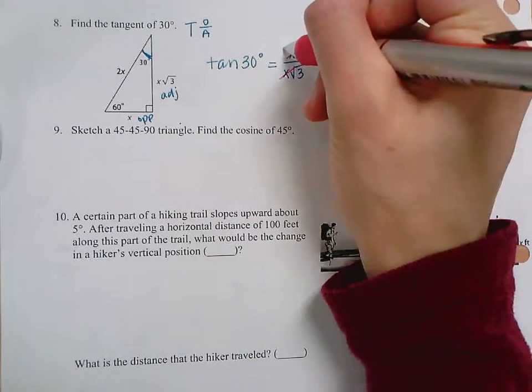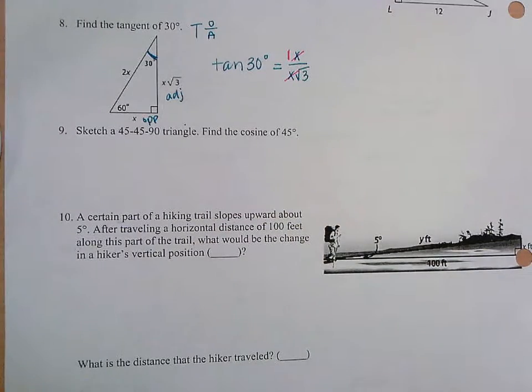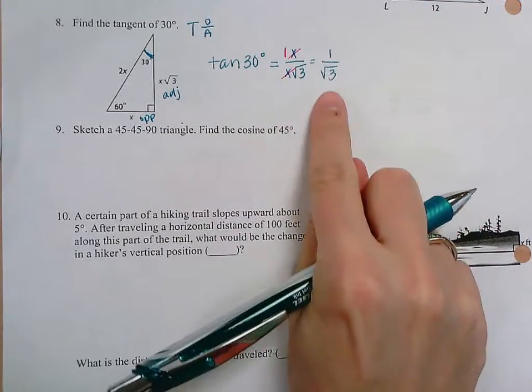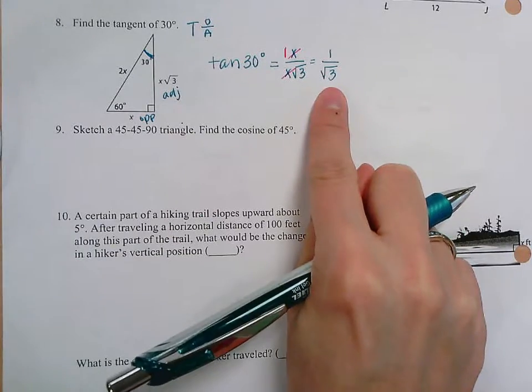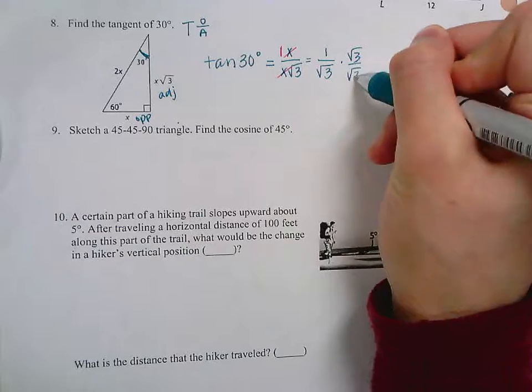So I'll have a 1 on the top. This would be 1 square root 3. You don't really need the 1 there. So I really have 1 over the square root of 3, but that is still not simplified because I have a square root in the bottom. So what do I have to do? Yeah, multiply by square root of 3, top and bottom.